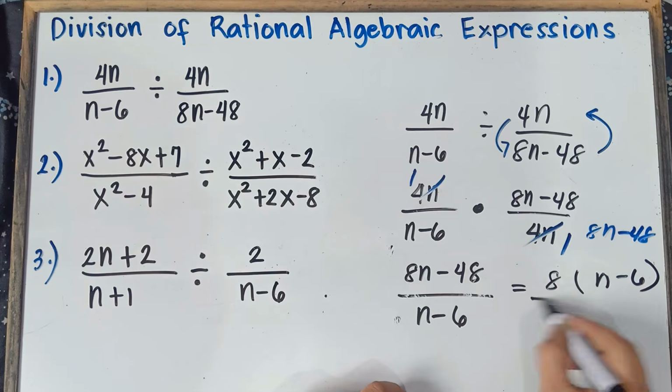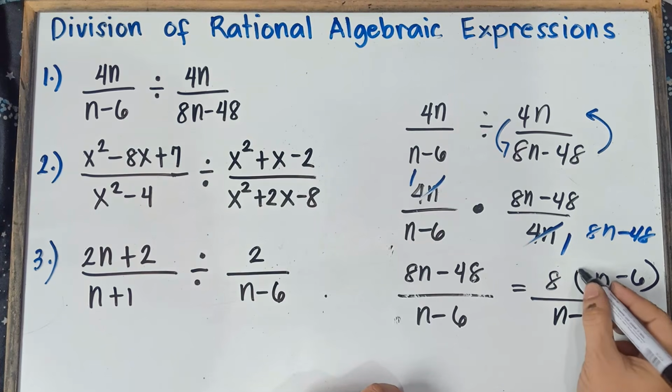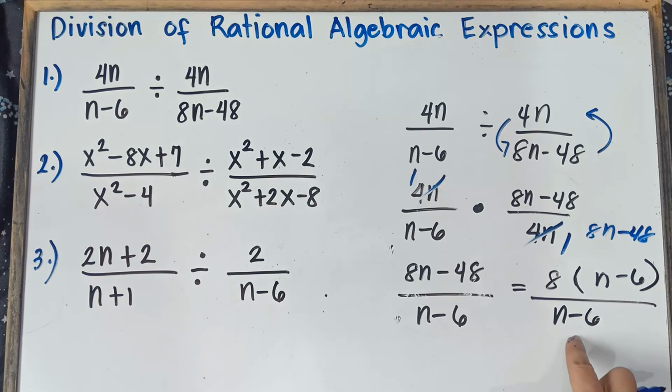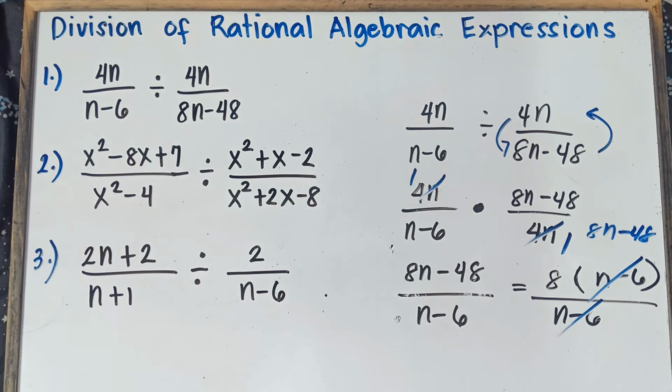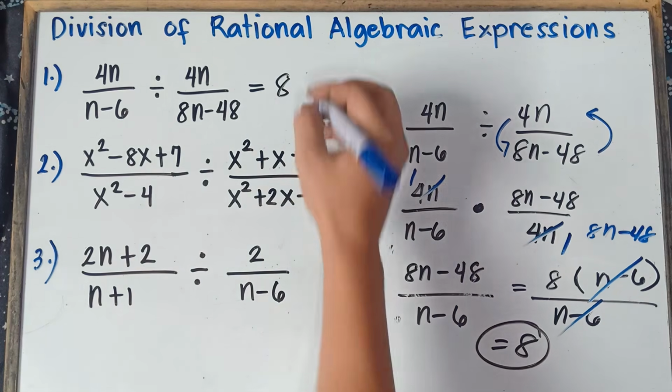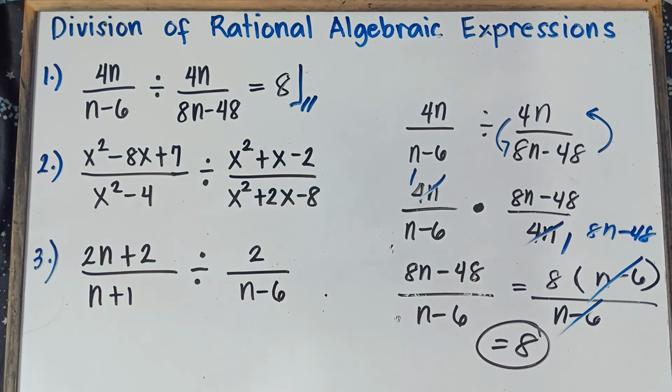Alright, and then copy this one, n minus 6. Do we have the same numerator and denominator? Yup, we have the same numerator and denominator. We can just simply cancel this out. Therefore, class, our final answer will be equal to 8. That's it, class. That's the answer with regards to example number 1.